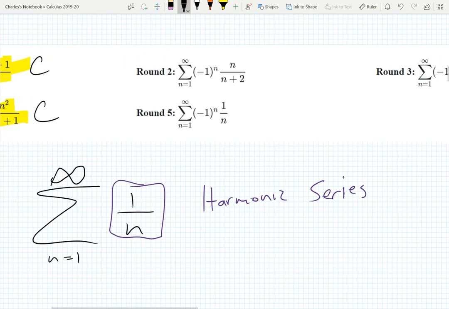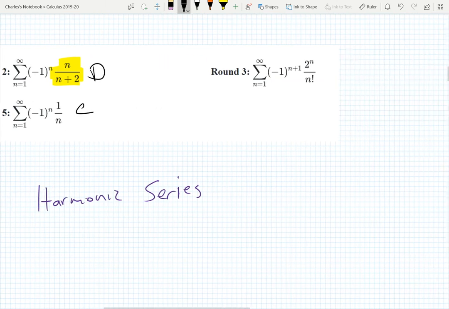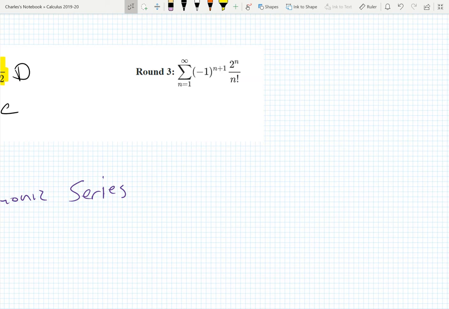That's a convergent series. You could look at this and say, is it an alternating series? Yes. Does this part go to 0? No. So that's diverging. Does this part go to 0? Yes. So that's converging.